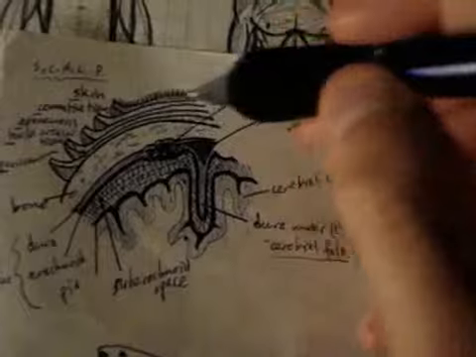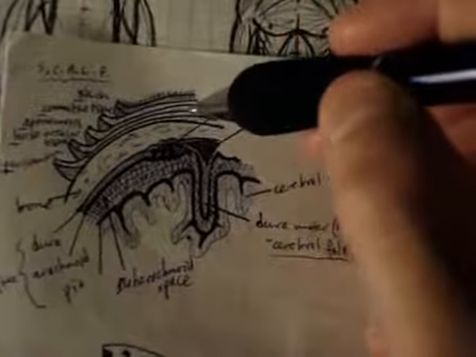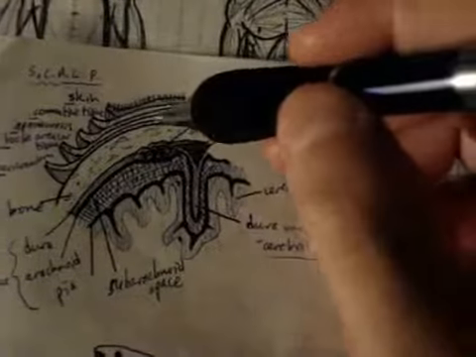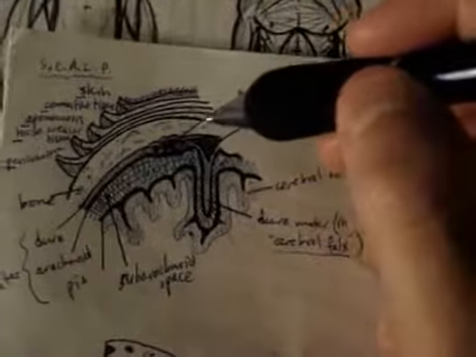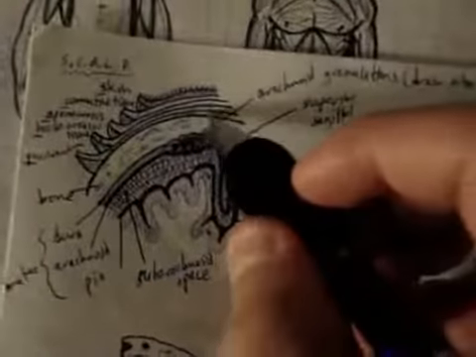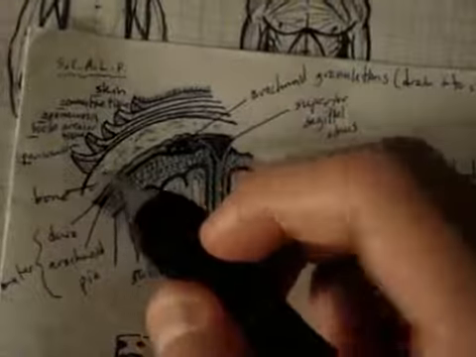S is for skin, C is for connective tissue, A is for aponeurosis, which is a very flat but strong tendon, L is loose connective tissue, and P is the periosteum or the pericranium. So it's the connective tissue that connects to the bone of the skull.